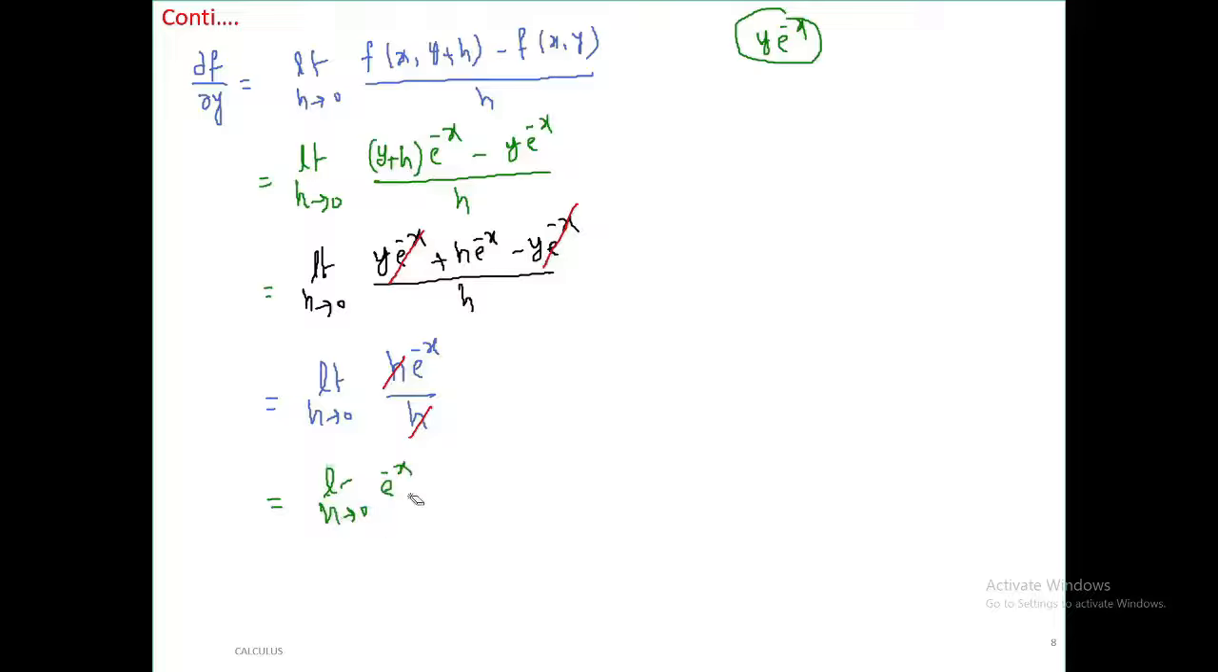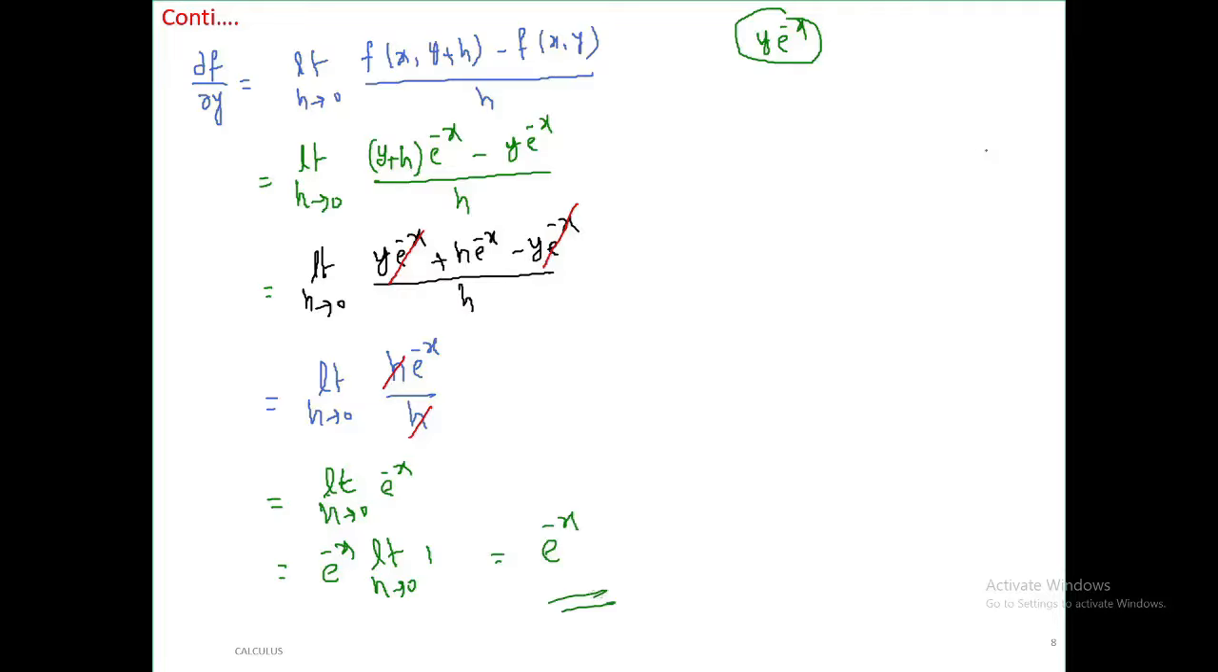So this I can write: e power minus x is completely outside because that is irrespective of the limit. Limit h tends to 0, nothing is there, means here 1. So e power minus x is out, and 1 remains. Now the limit of a constant is the constant itself, therefore e power minus x into 1, e power minus x. So this is dou f by dou y. With respect to y you are doing the derivative.